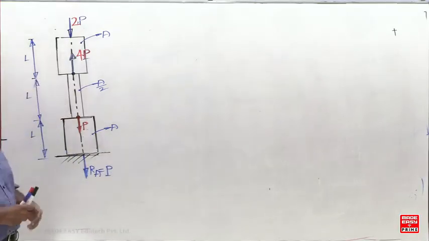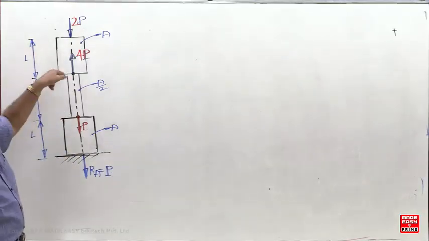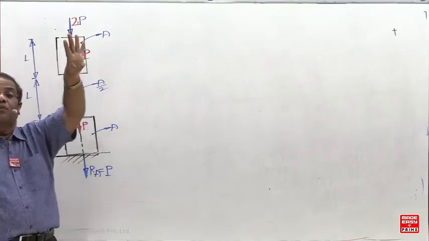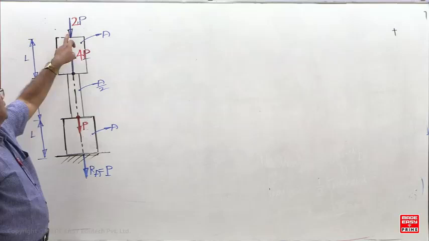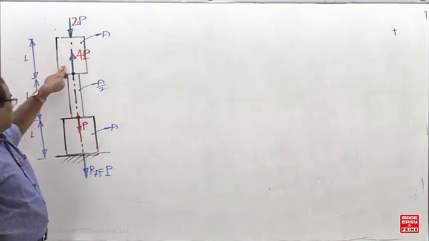So how many axial loads are there now? Four axial loads are there. Then the ALD consists of four horizontal lines. What is the height of the horizontal lines? Here 2P, 4P, P and P.